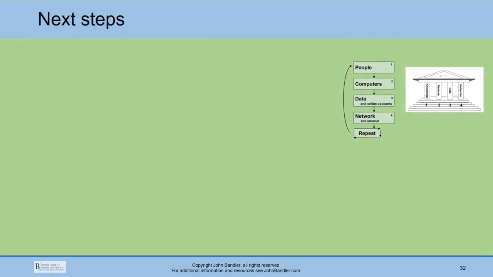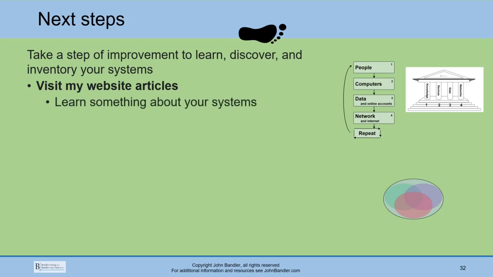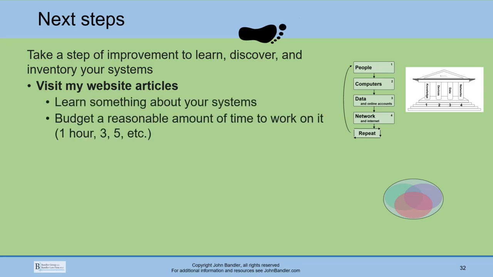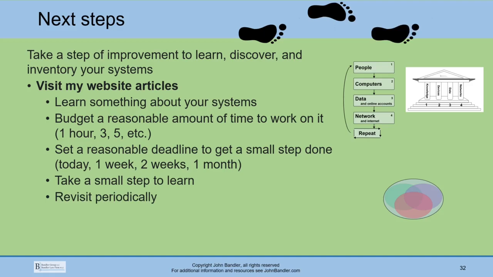Now I can give you some next steps that you can take. Take a step of improvement to learn, discover, and inventory your systems. You can visit my website articles, see the description, learn something about your systems, budget a reasonable amount of time to work on it, whether it's 1 hour, 3 hours, 5 hours, whatever's reasonable for you and your organization. Set a reasonable deadline to get a small step done. And maybe you say, I'm going to work 2 hours on it today and get it done. Or 1 week, 2 weeks, or a month, but set a reasonable deadline. Don't let it go on forever. Take a small step to learn, revisit it periodically.